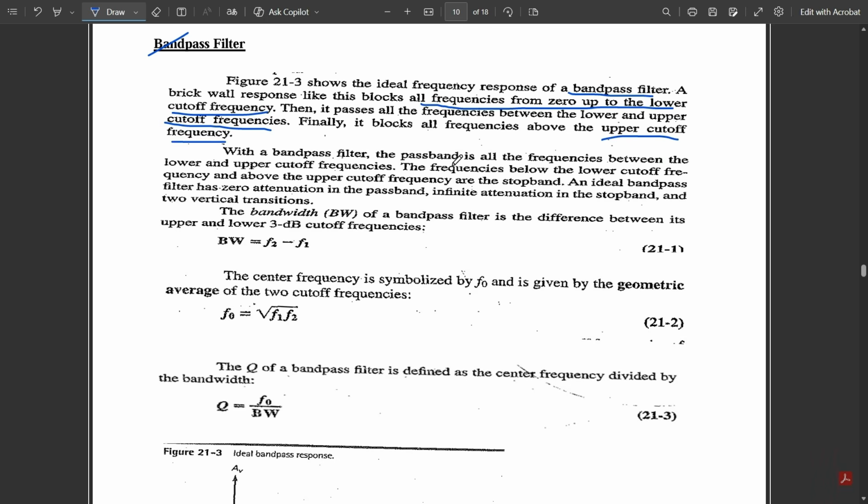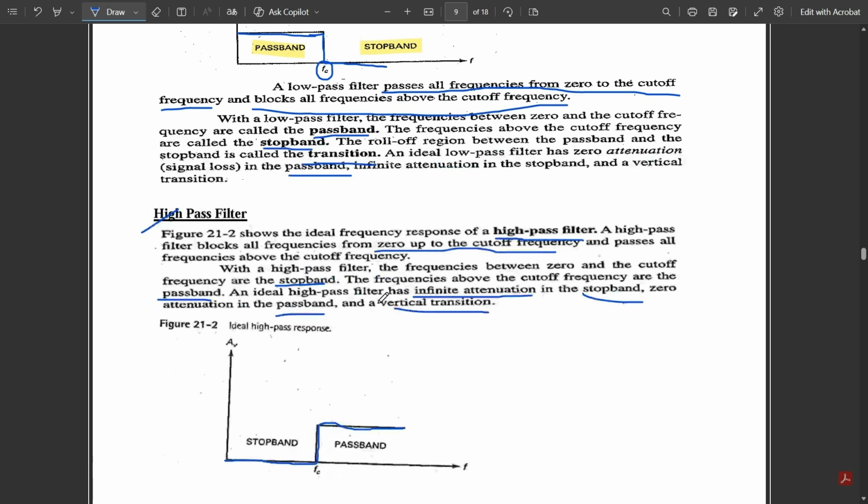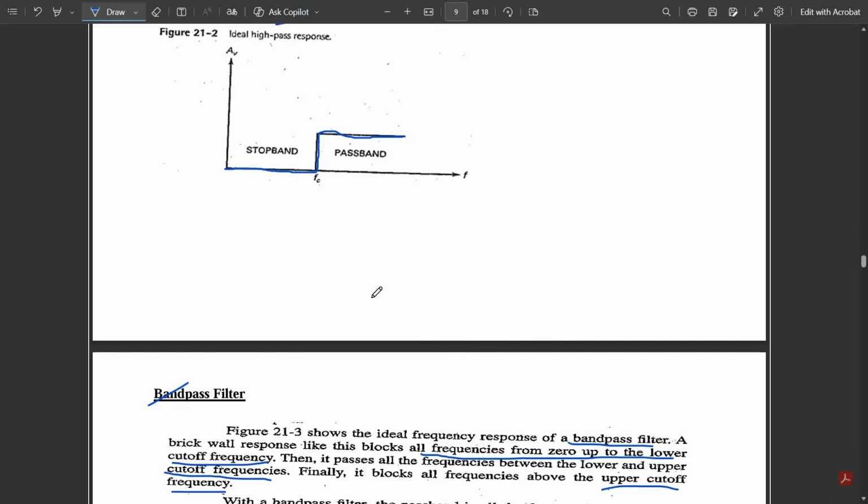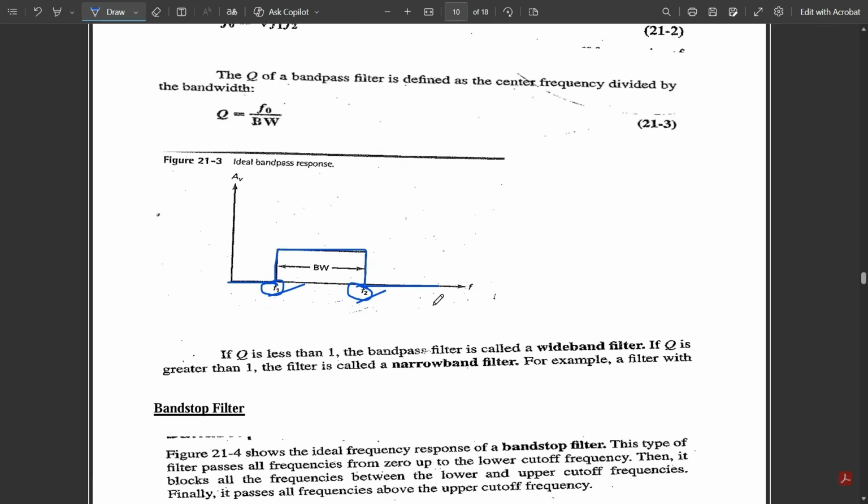With a band pass filter, the pass band is all the frequencies between the lower and upper cutoff frequencies. We have seen it, right? The frequencies below the lower cutoff frequency and above the upper cutoff frequency are the stop band. An ideal band pass filter has zero attenuation in the pass band and infinite attenuation in the stop band, and there are two vertical transitions. Okay, in the previous two filters we had only one single vertical transition, right? But here we have two vertical transitions, one from the stop band to the pass band, and then again it comes to the stop band.